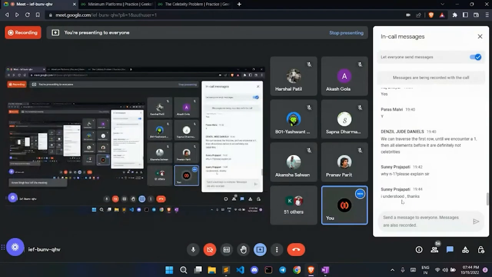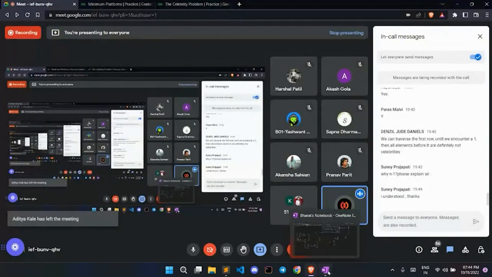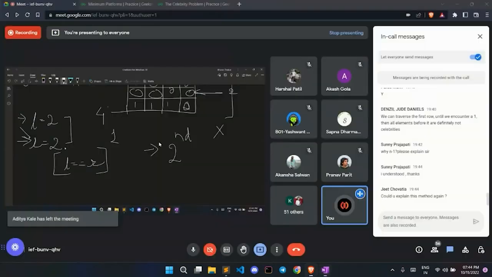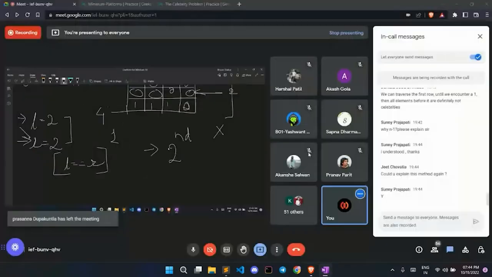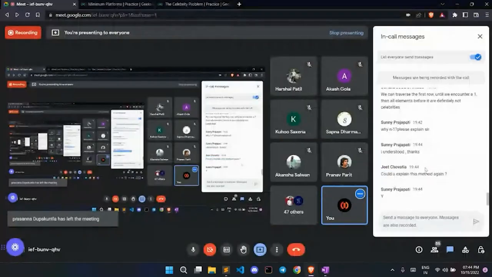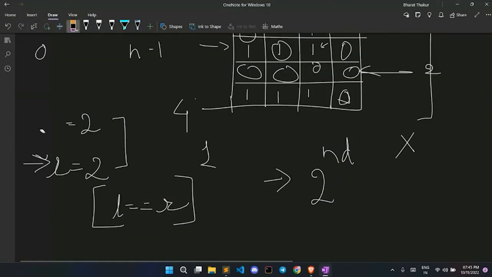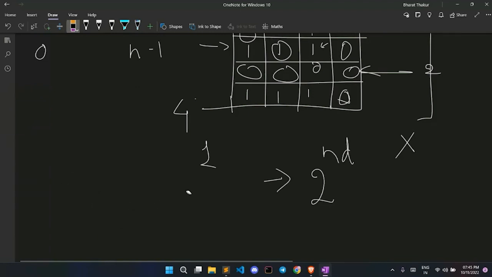Okay, so did you guys understand the logic of what we are doing with this L and R? I will explain it to you again. So see, this time we will go a little faster.